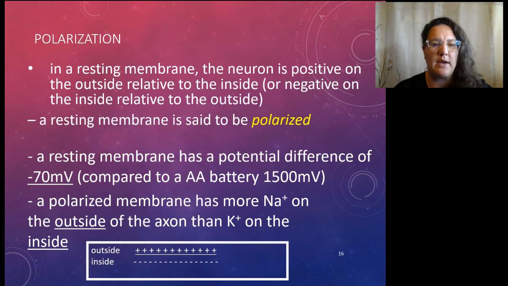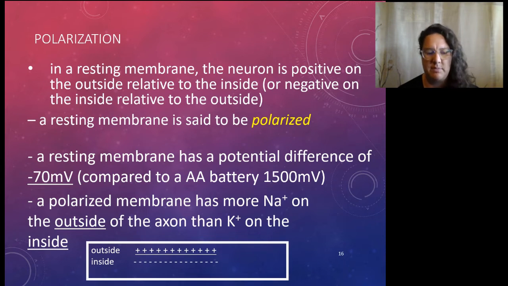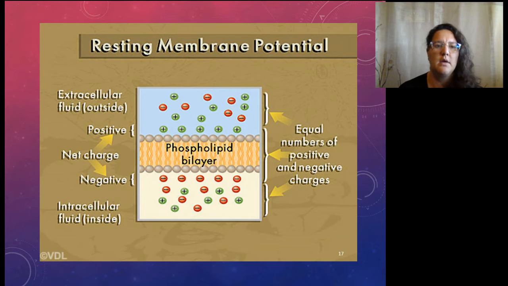In a resting membrane, the neuron is positive on the outside relative to the inside, or negative on the inside relative to the outside. So that resting membrane is said to be polarized. And like I said, it has a potential difference of about negative 70 millivolts. A polarized membrane has more sodium on the outside of the axon than potassium on the inside. So when we look at this resting membrane potential, we see that phospholipid bilayer, and we have more positive ions outside compared to the intracellular fluid inside our axon.